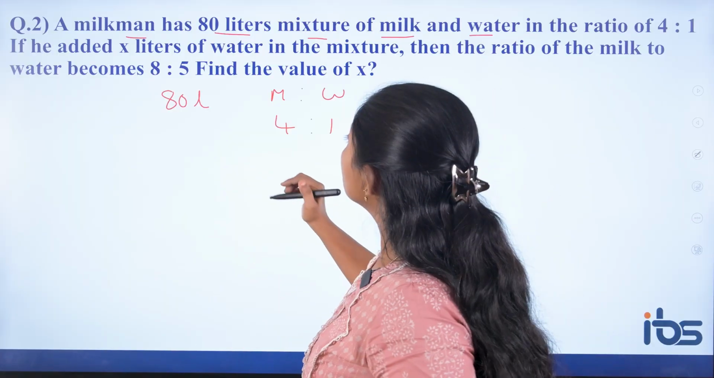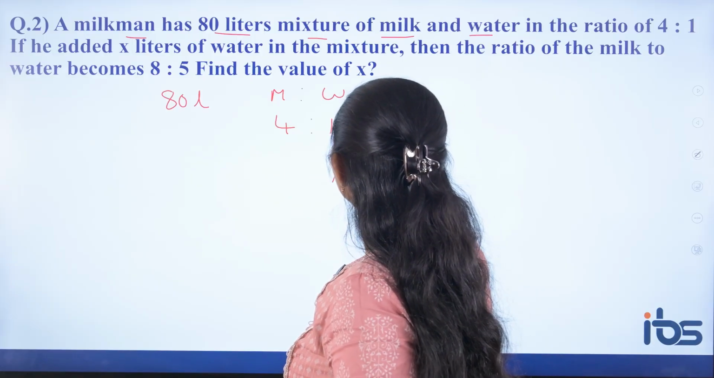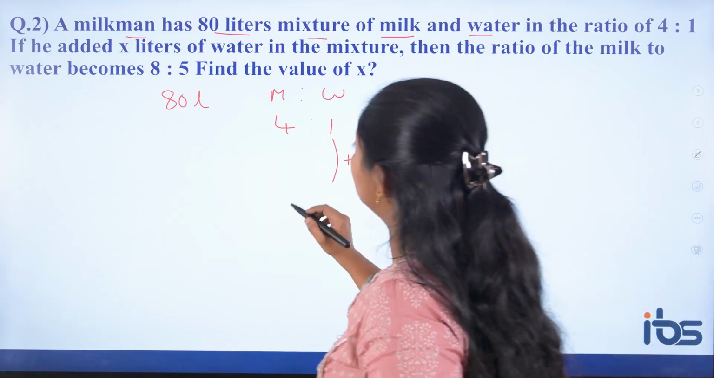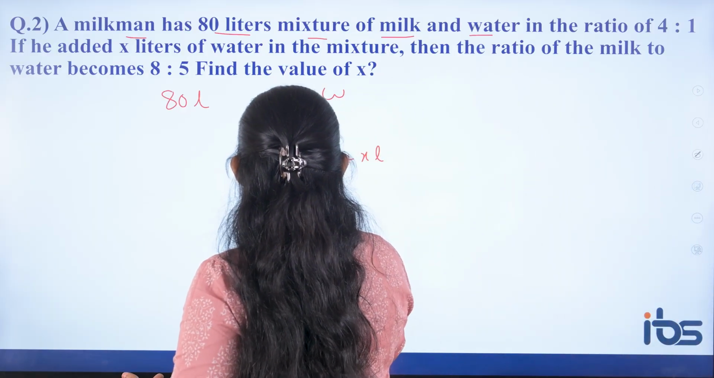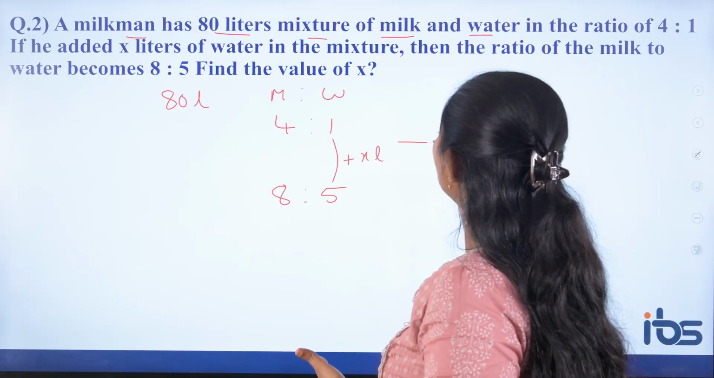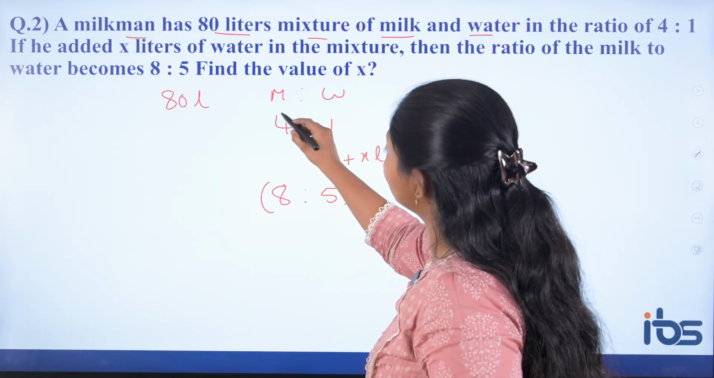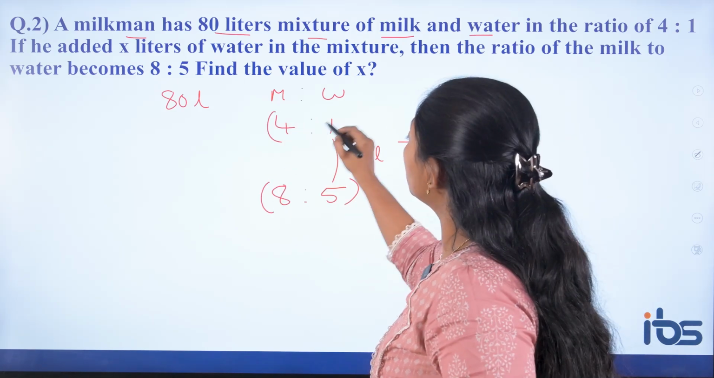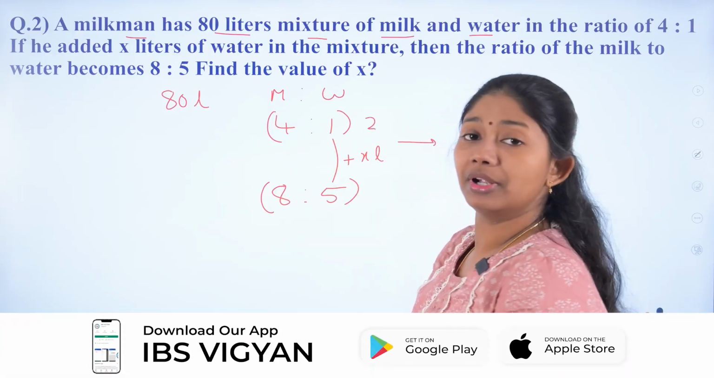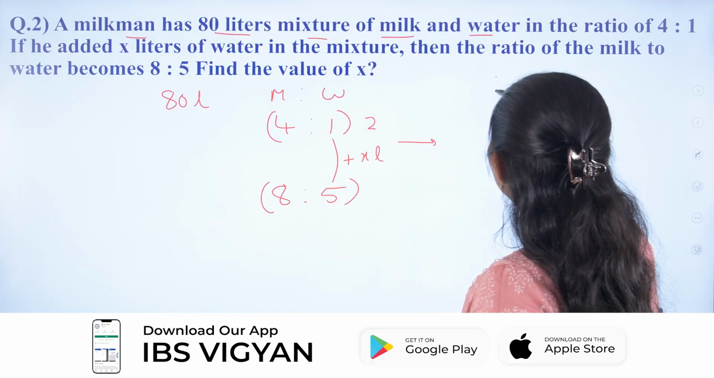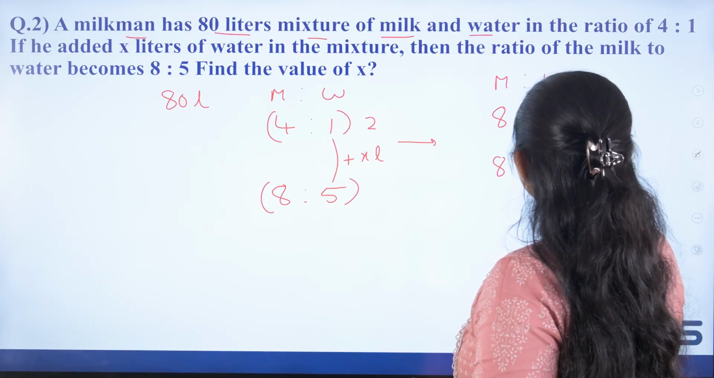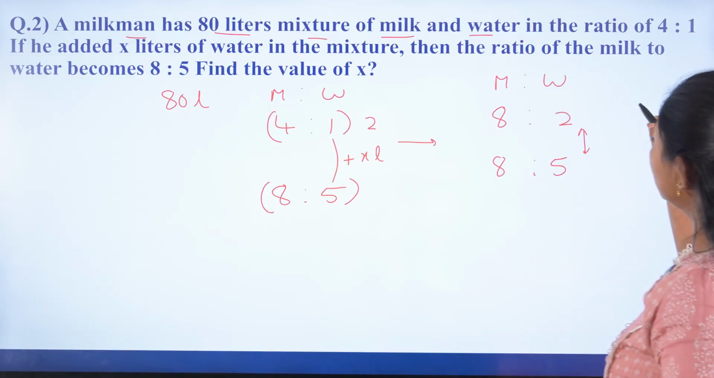So, if he added x liters of water in the mixture, then the ratio of milk to water becomes 8:5. So, this is the old ratio. Now, if you want to transform it to the new ratio, here it is 4 units, now it is 8 units. In order to make it the same, you have to take the LCM of 4 and 8, and that will become 8. So, the new ratio of milk and water is 8:2 and 8:5.